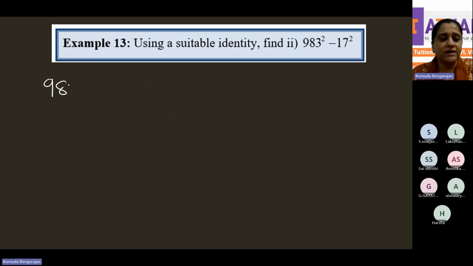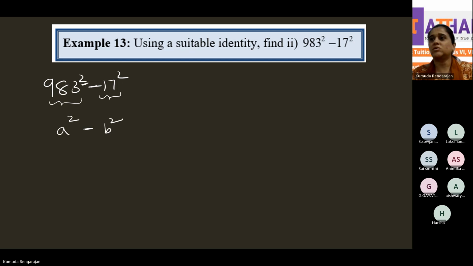So we have 983 square minus 17 square. Now this is some number, so let me call it a, and there's a square. There's a minus, a different number, so b, and square. So it's of the form a square minus b square.